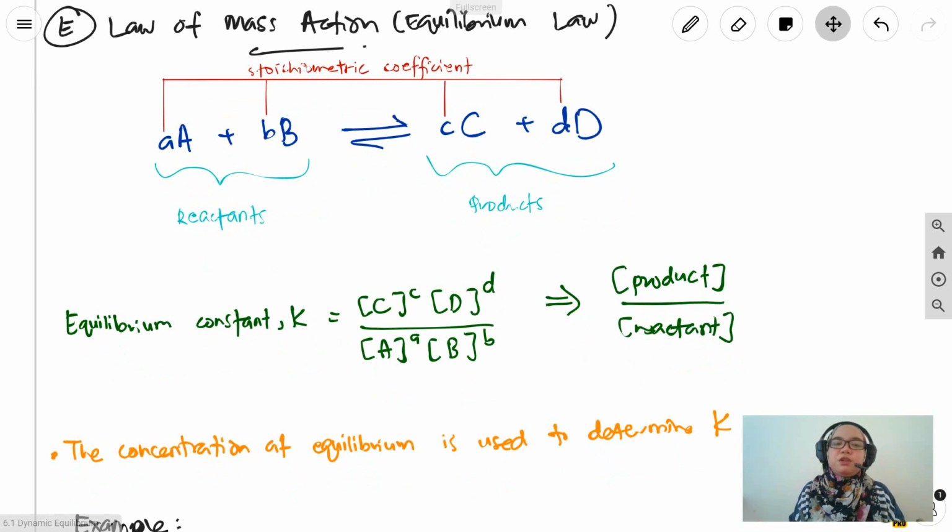So, to find the equilibrium constant K, we should know the basic where the concentration of the product must be divided by the concentration of the reactant. So that is why we have here [C] to the power of small c times the concentration of [D] to the power of small d over concentration of [A] to the power of small a times concentration of [B] to the power of small b. So C and D are the product and A and B are the reactant. Hence this explains why the concentration of product over concentration of reactant is equal to equilibrium constant K.